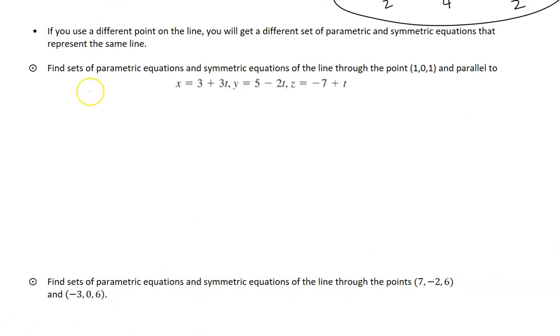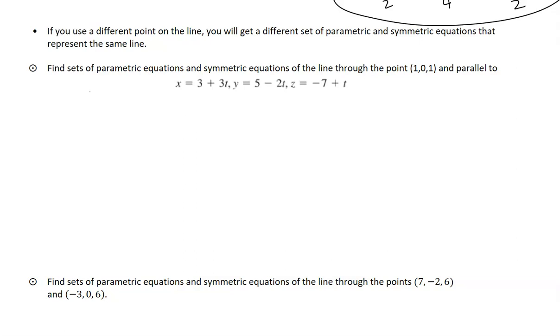Okay, so this one says find a set of parametric equations and symmetric equations of the line through the point (1, 0, 1) and parallel to x equals 3 plus 3t, y equals 5 minus 2t, and z equals negative 7 plus t. It's important to recognize that this is very similar to those problems you've been doing since junior high or high school, where you had to find the equation of a line through a given point and parallel to a given line. So they've just given you the parametric equations of the parallel line here.